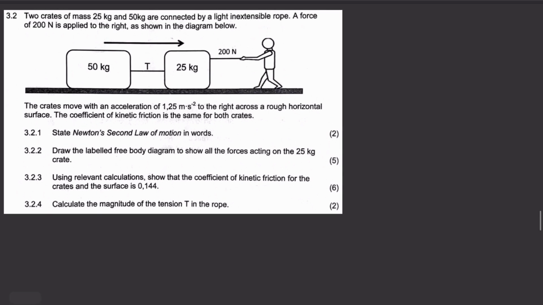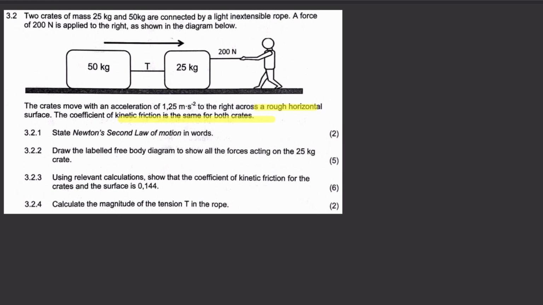Okay, question 3.2. Two crates of mass 25 kilograms and 50 kilograms are connected by a light inextensible rope. A force of 200 newtons is applied to the right as shown in the diagram below. The crate moves with an acceleration of 1,25 meters per second squared to the right across a rough surface. The coefficient is the same for both crates. Okay. State Newton's second law, that's a definition. You have access to that.